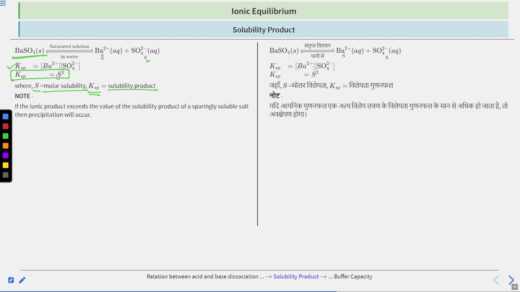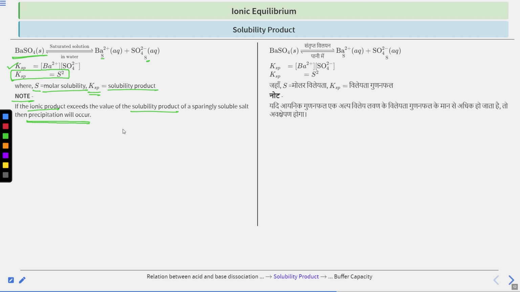There is a note here that if the ionic product exceeds the value of the solubility product of a sparingly soluble salt, then precipitation will occur. So if the ionic product exceeds the solubility product, that means the solubility product is lesser than the ionic product, then precipitation will start occurring for that particular solution.